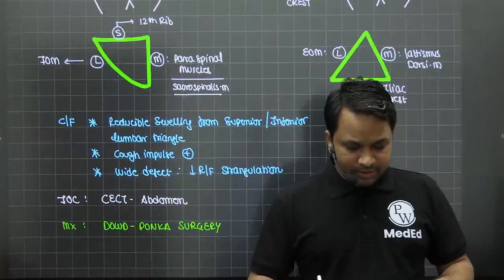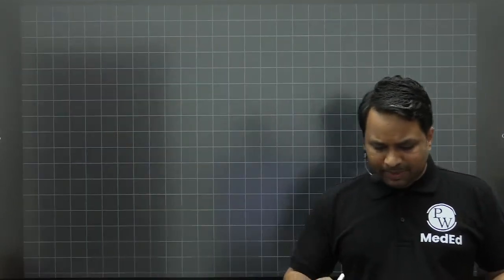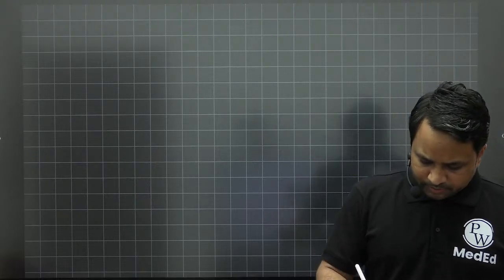Okay. So this is going to be your lumbar hernias. Then there's something called parastomal hernias. We'll just quickly go ahead.